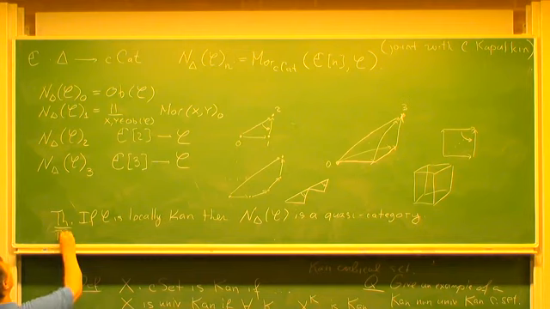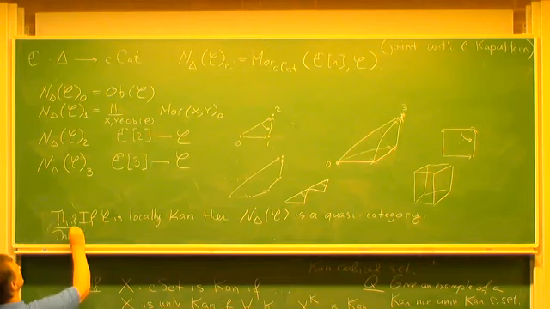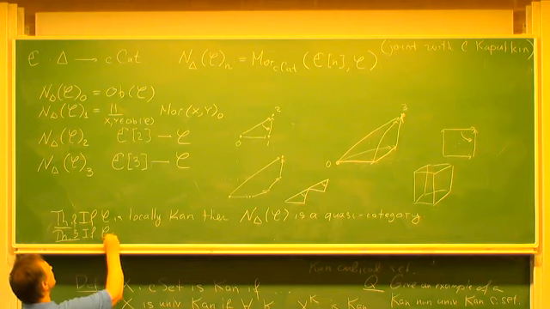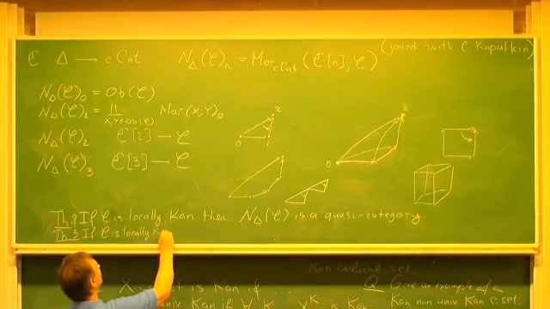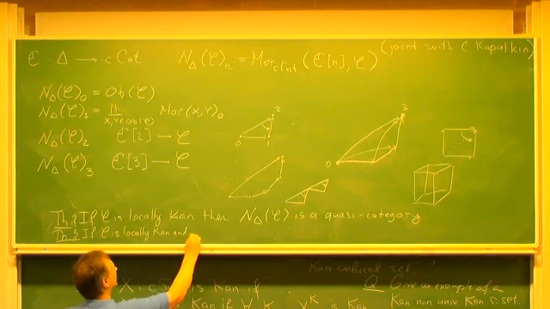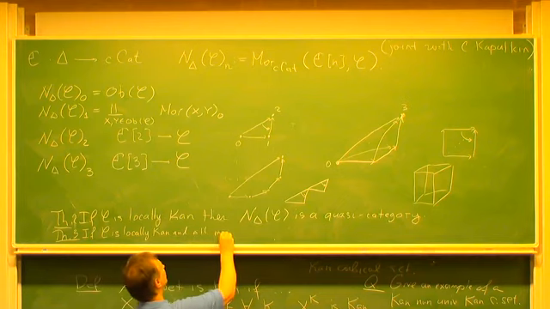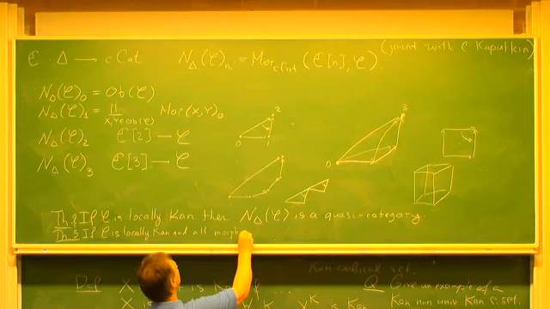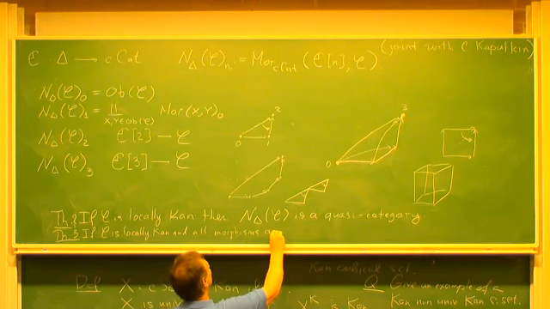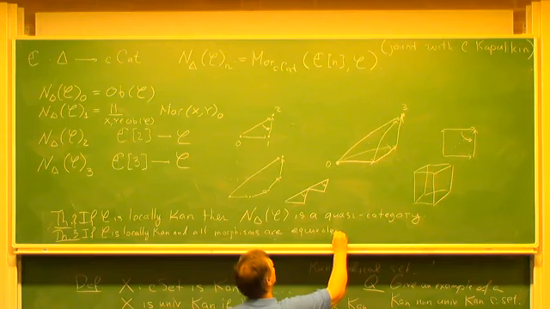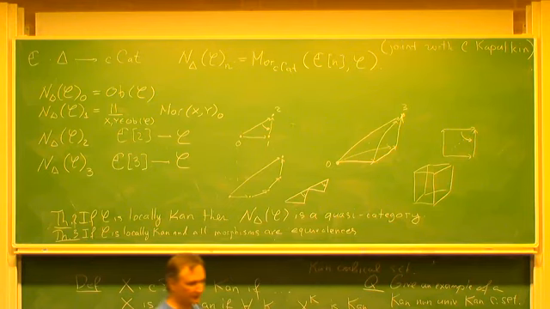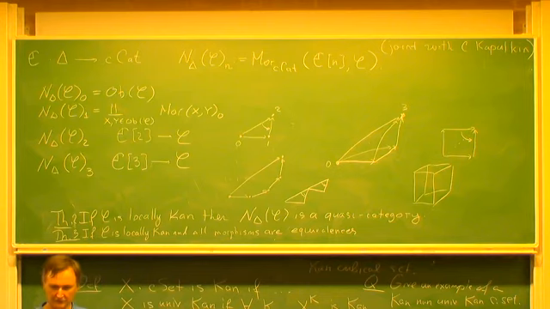And so let's say theorem 2, theorem 3: if C is locally Kan and all morphisms are equivalences, it's easy to define what it means for a morphism to be an equivalence.